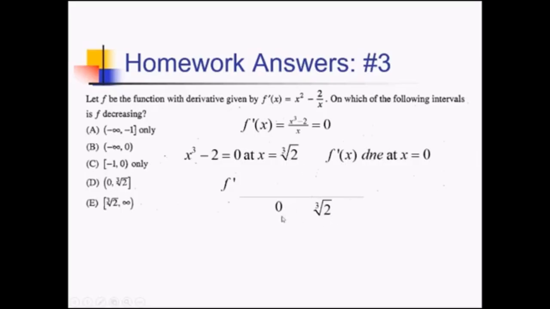Something less than 0 I can test out. Let me try out -1. If I try that in my fraction, this is a negative minus 2, so that's a negative numerator. Negative denominator gives us a positive overall. Something between 0 and cube root of 2.